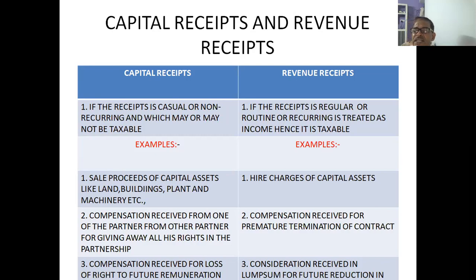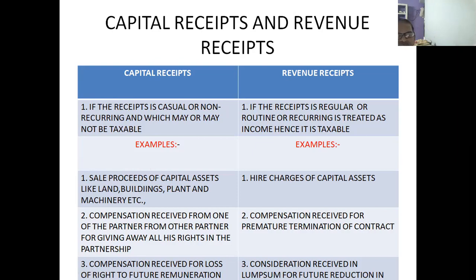All revenue receipts are taxable. But for capital receipts, some may be taxable, some may not be, depending on the transactions. Examples: sale proceeds of capital assets like land, building, plant and machinery. When you're selling any fixed assets, the amount you get is called the capital receipt.